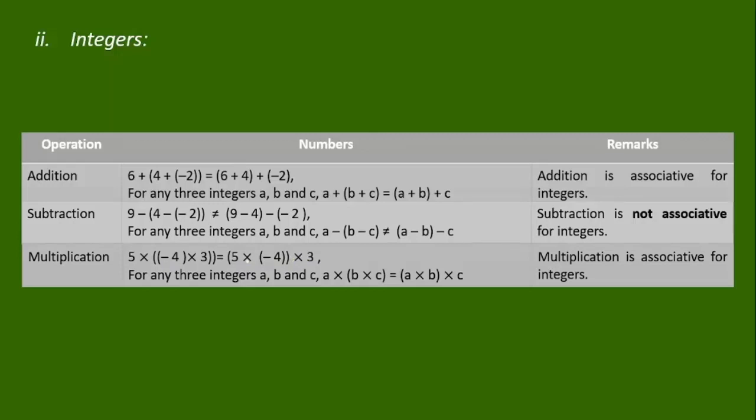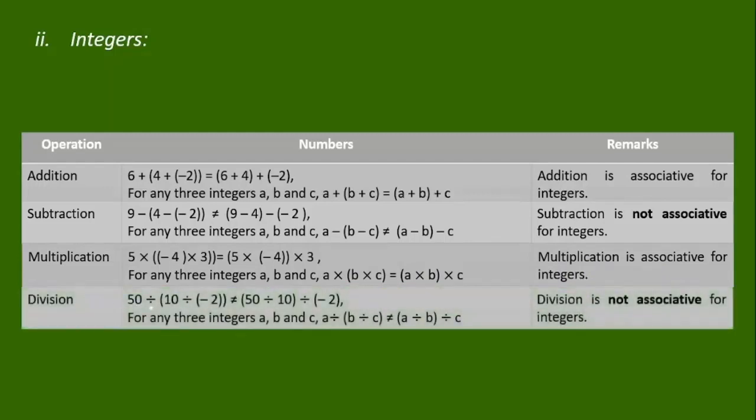So on the RHS we are getting minus 60, and on the LHS also we are getting minus 60. So here we can say that for any three integers A, B and C, A into (B into C) is equal to (A into B) into C. So multiplication operation is associative for integers. Now let's check for division.